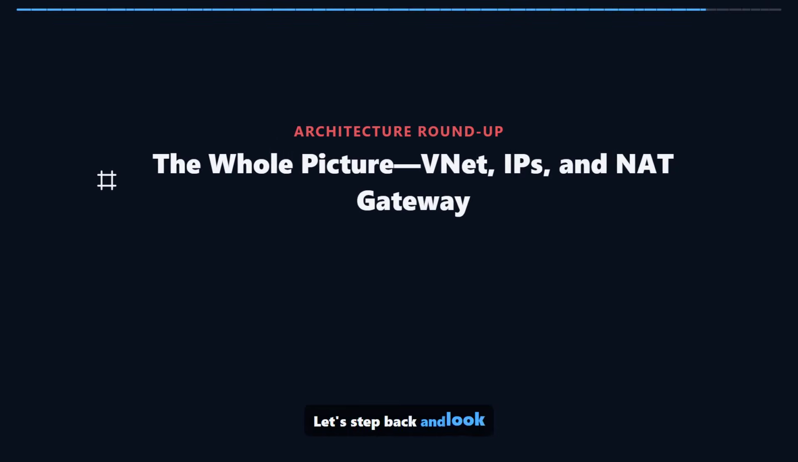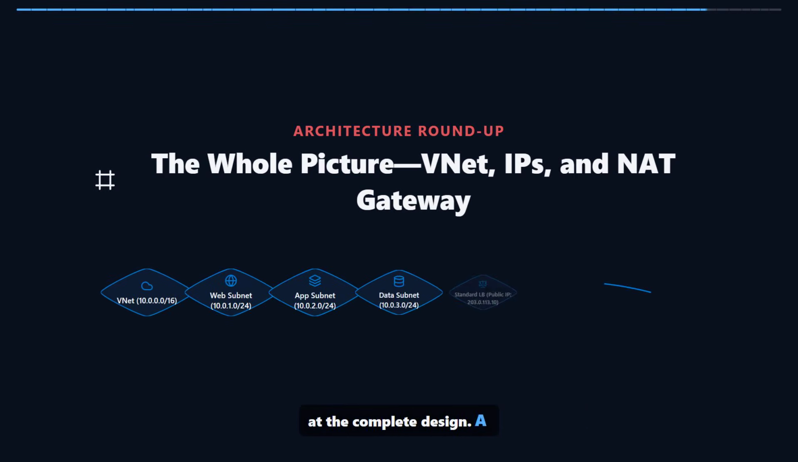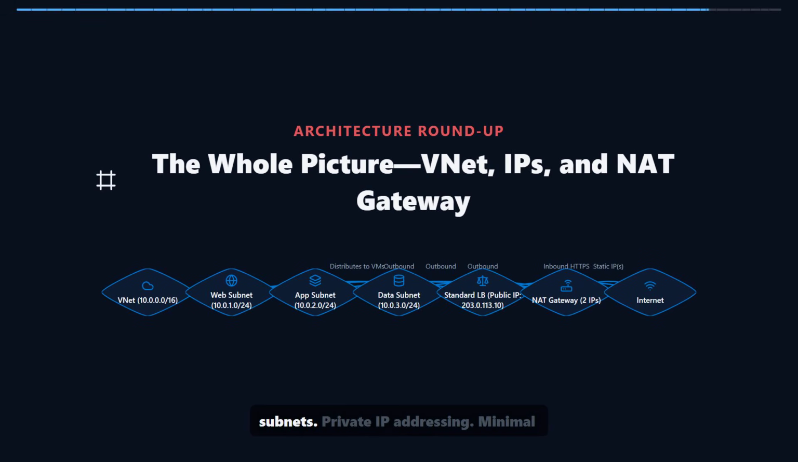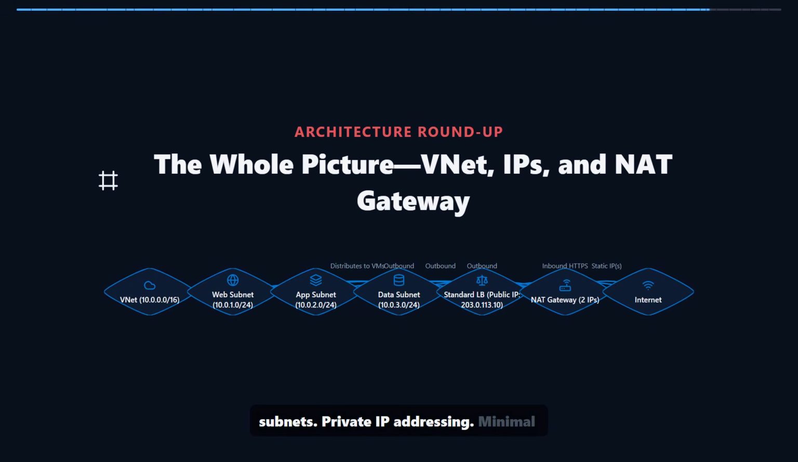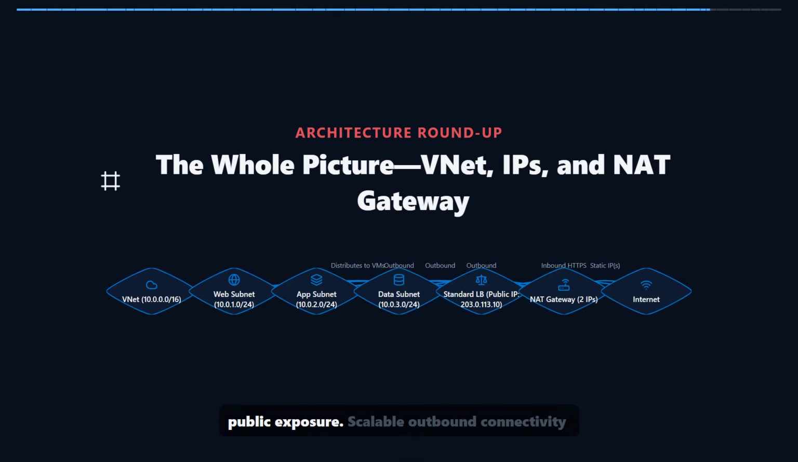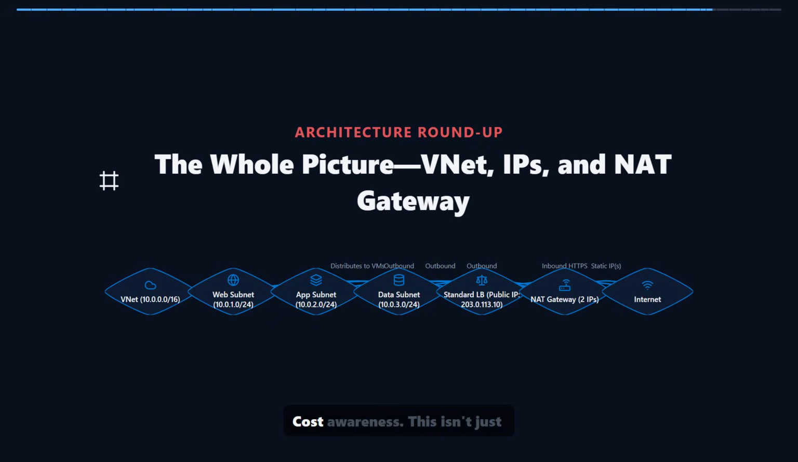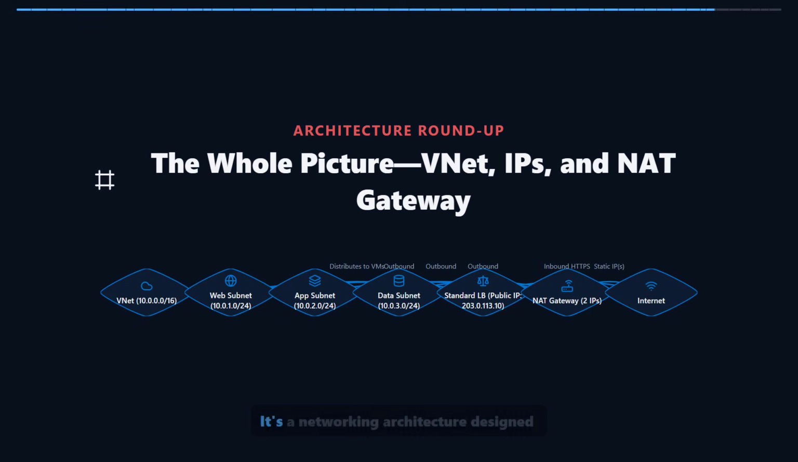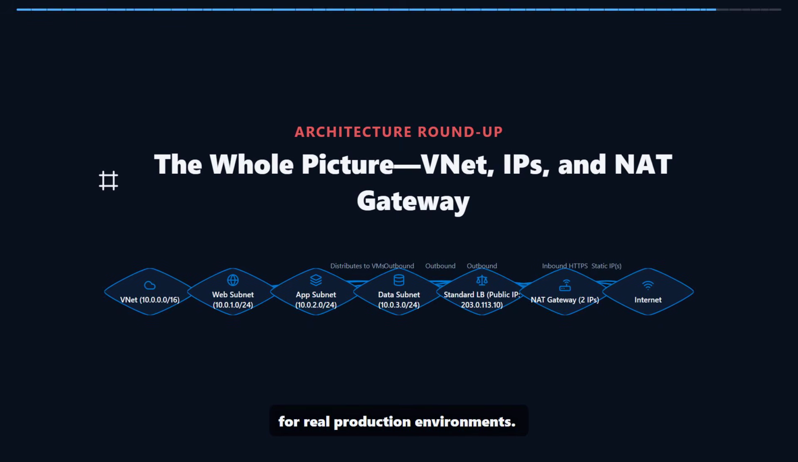Let's step back and look at the complete design. A carefully planned address space, purpose-built subnets, private IP addressing, minimal public exposure, scalable outbound connectivity through Azure NAT Gateway, monitoring, cost awareness. This isn't just a collection of Azure services. It's a networking architecture designed for real production environments.